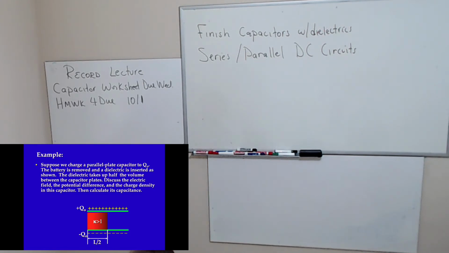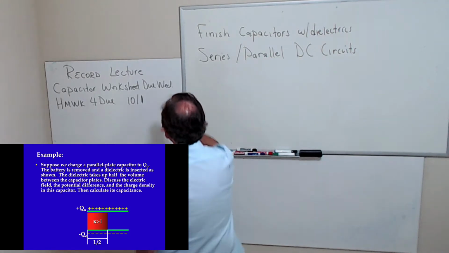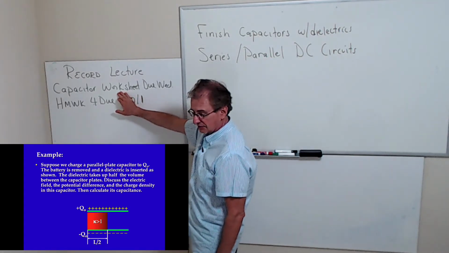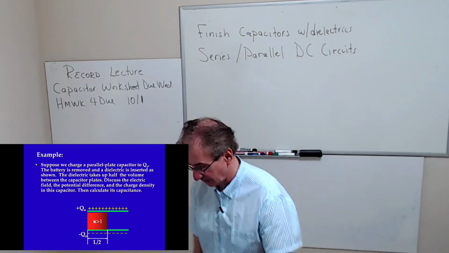So I had this capacitor worksheet, and this is going to be due next Wednesday. So today is the 29th. So what's next Wednesday? Hold on a second. The 6th? Okay, so it's due next Wednesday, the 6th. Everyone clear on that? The capacitor worksheet that's on Canvas. So this worksheet is on Canvas, and it's due on the 6th.